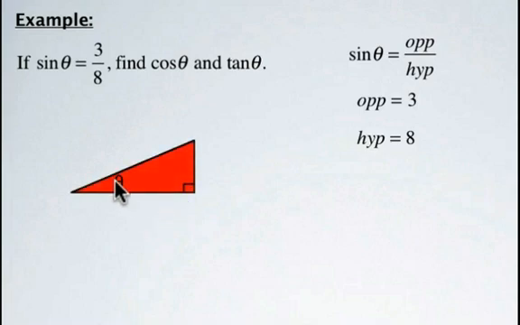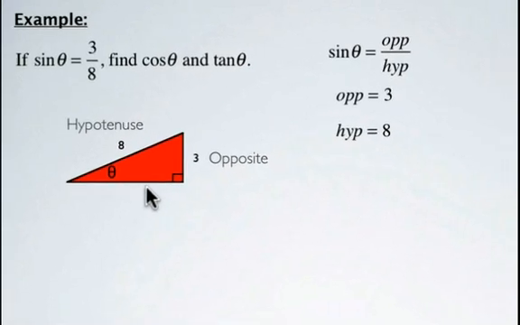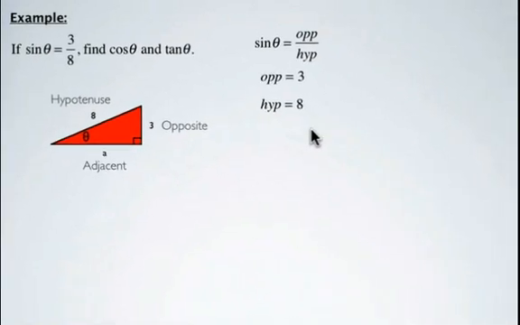If this is angle theta, then our opposite side here is 3. And since here's our right angle, our hypotenuse is this side, so our hypotenuse must be the 8. Problem is we need the adjacent side to find both the cosine of angle theta and the tan of angle theta. So we need to use the Pythagorean theorem to find the missing side length, which is our adjacent side.